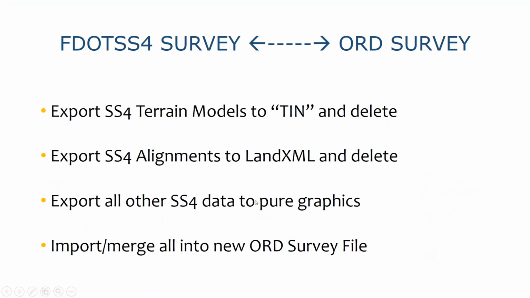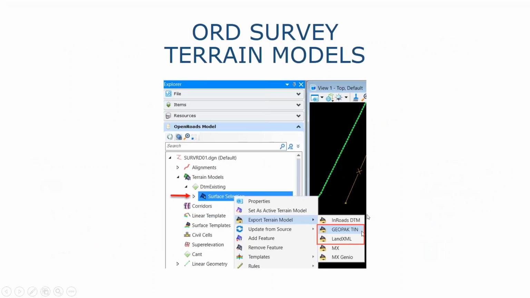From there, you import merge all of this into a new ORD survey file, and then you've got something designers can work with. Okay. Of course, here's where you can export the terrain model as a GeoPack TIN. You can go up to your OpenRoads models right up here under the OpenRoads model category, find your terrain model, right-click on it, and export terrain to either a GeoPack TIN or a land.xml.